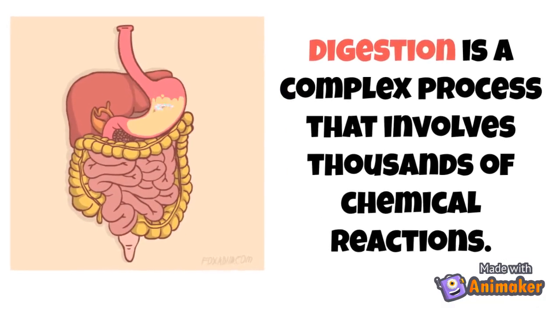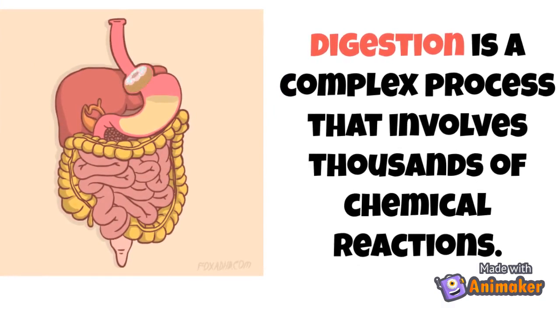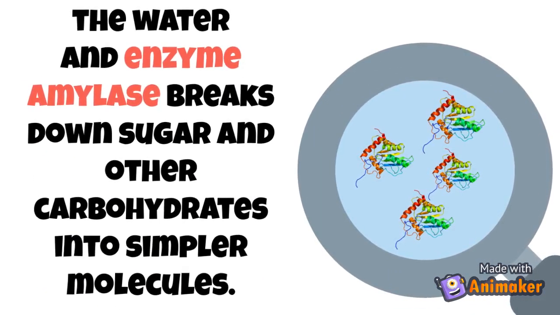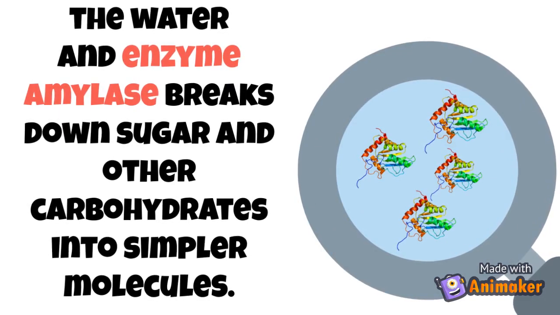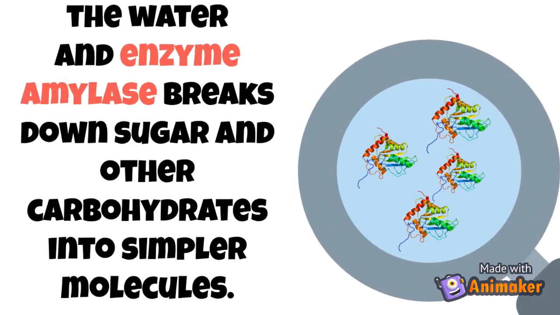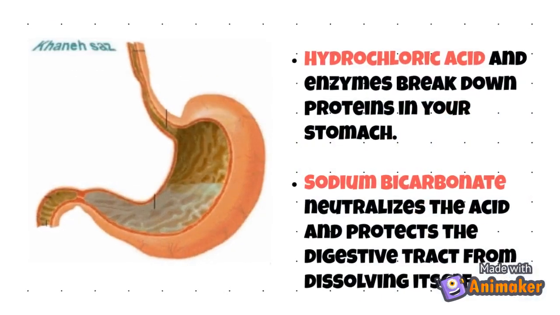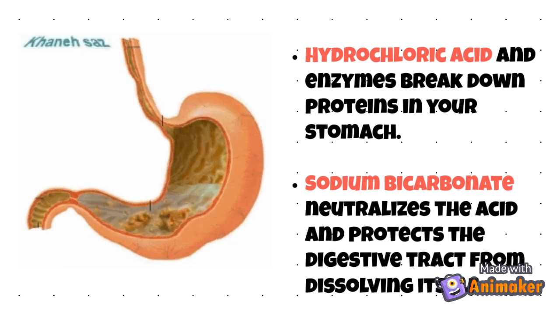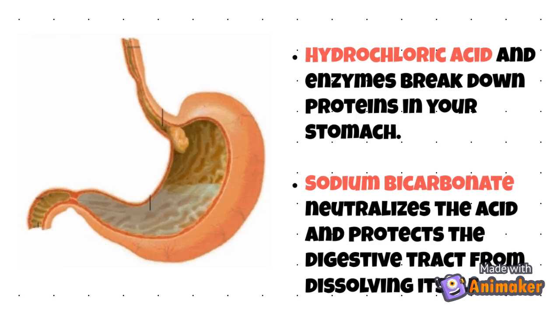We can also relate chemical kinetics to digestion. Digestion is a complex process that involves thousands of chemical reactions. When you put food in your mouth, water and the enzyme amylase break down sugar and other carbohydrates into simpler molecules. There are also important acids in your stomach that are needed in digestion. Hydrochloric acid and enzymes break down proteins in your stomach, while sodium bicarbonate released into the small intestine neutralizes the acid and protects the digestive tract from dissolving itself.